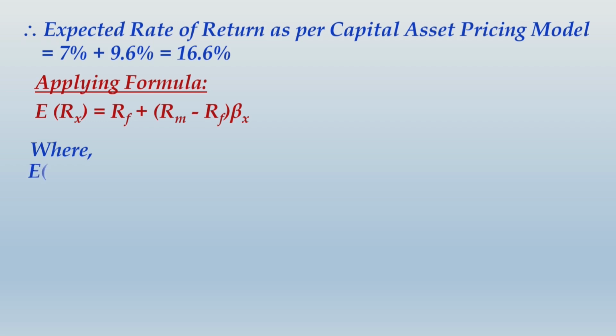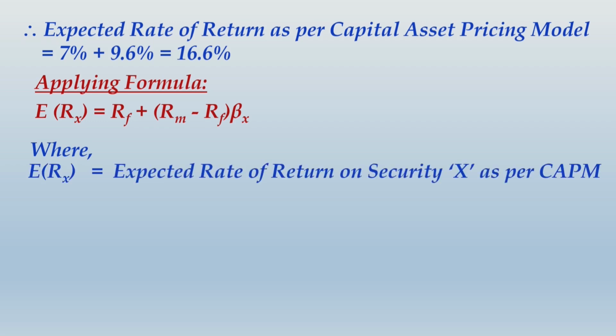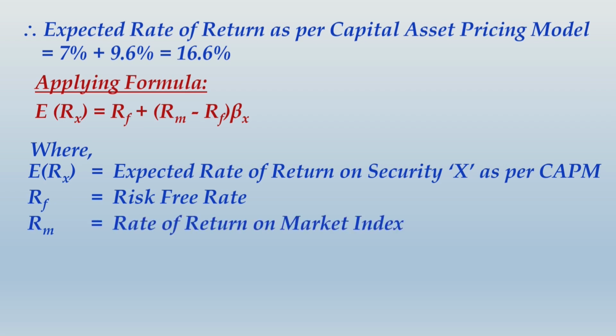So the variables over here, ERX is the expected rate of return on security X as per CAPM, RF is the risk-free rate, RM is the rate of return on market index, and beta is the beta factor for security X or stock X.